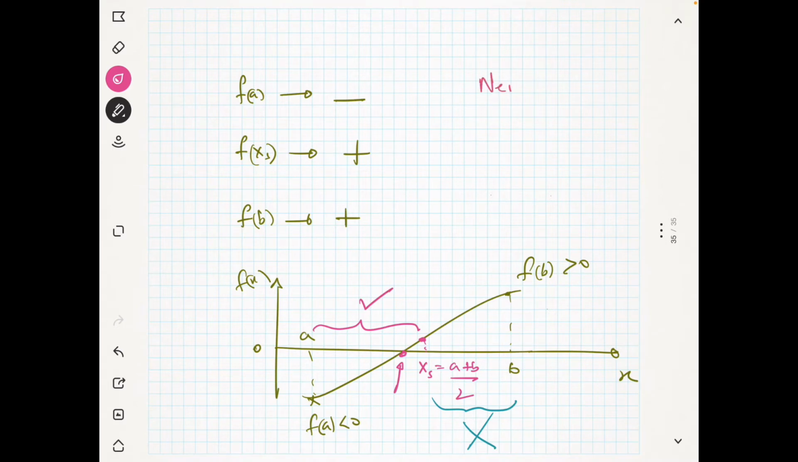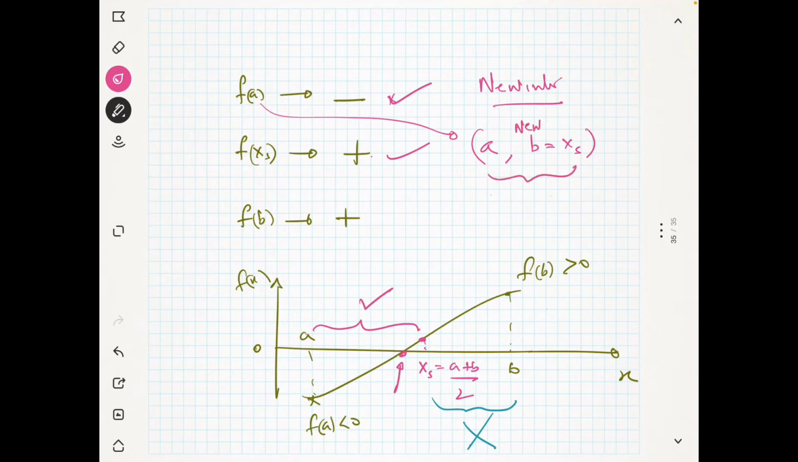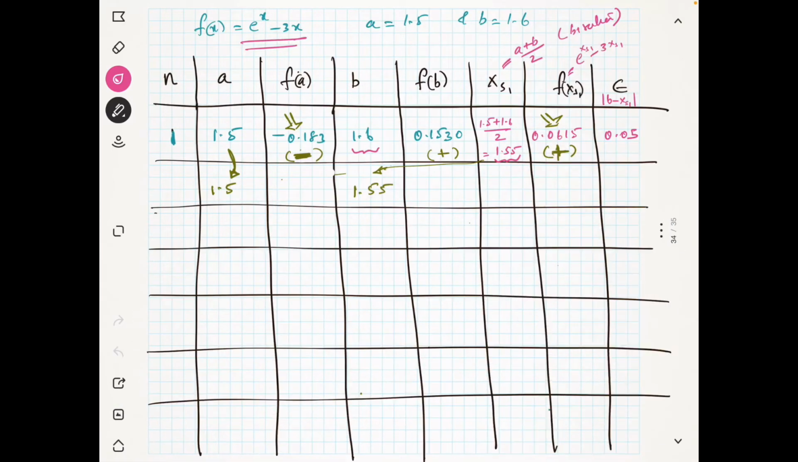My new interval is nothing but I will choose my a, because a is negative and x_s is positive, so I will choose this and this. And my new b is nothing but our x_s. So this is my new interval. So I am choosing my new b as x_s. That's what I have done here.